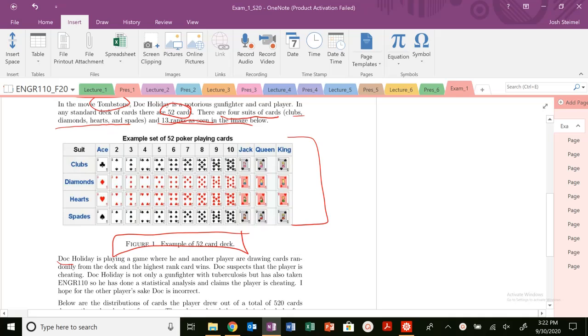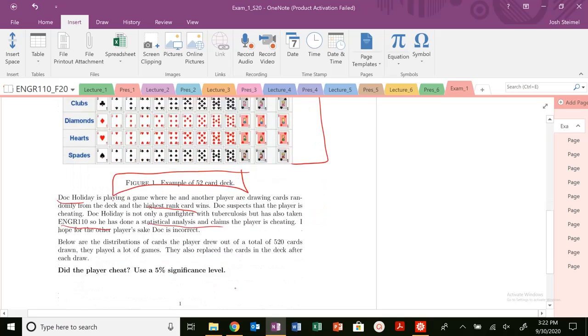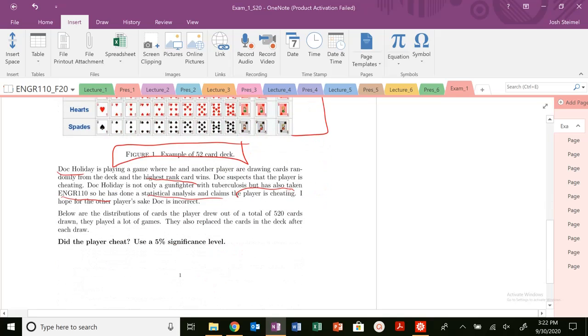So Doc Holliday's playing a game. They're drawing cards randomly. Highest rank card wins. Doc suspects the player's cheating. He's a great gunfighter with tuberculosis, and he also took Engineering 110, so he's done statistical analysis. He claims that the player is cheating. Let's say Doc's incorrect.